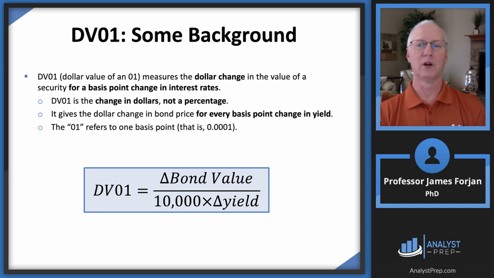Is the bond price going to fall from 100 down to 98, or is it going to fall from 100 down to 92? I mean, this is a big deal. So the DV01 helps us determine the sensitivity of our bond price to changes in yields. And there's a formula that we've seen sometime in the past.